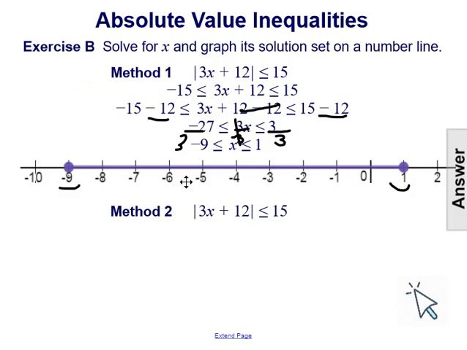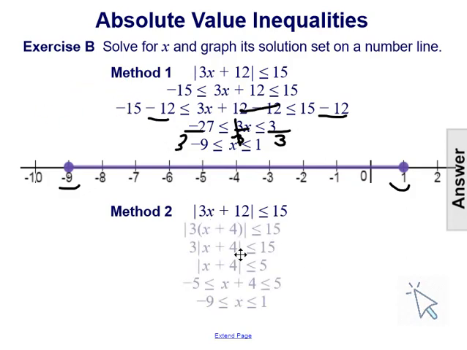But the second method is to think of 3x plus 12. You can factor out a 3, leaving us with 3 times x plus 4, and it's less than or equal to 15, that absolute value. And then we can use absolute value properties to take out the factor, the absolute value of 3. So we have 3 times the absolute value of x plus 4 is less than or equal to 15. And if we divide by that 3, that's where we get the absolute value of x plus 4 is less than or equal to 5.